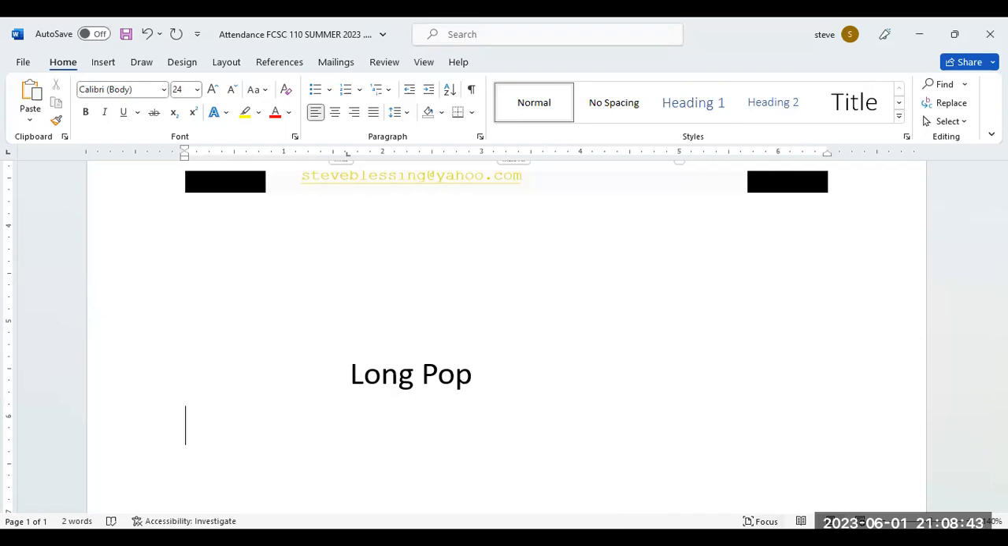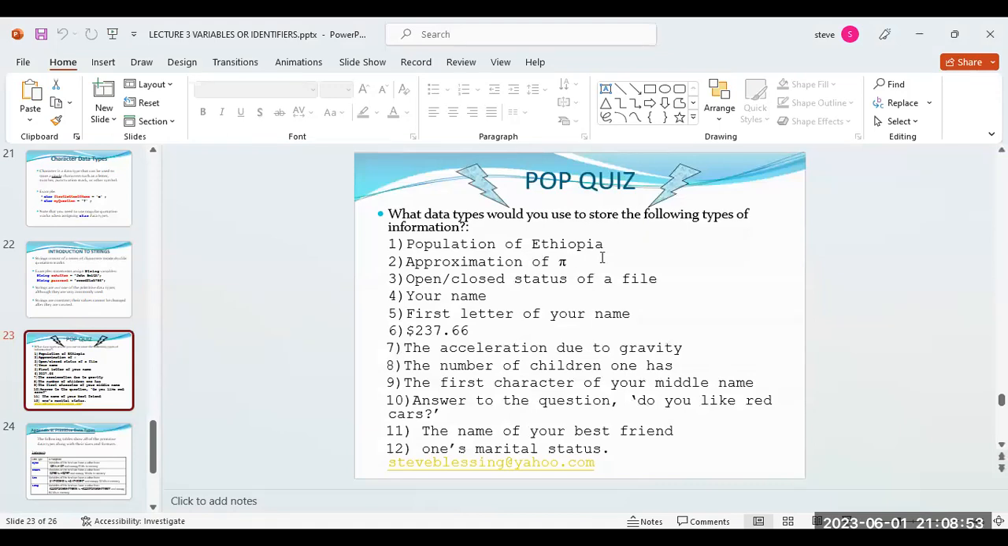Let's go to the next one, and you give me what the data type is. Quickly, because our session will end very soon, we are left with just one minute. Approximation of pi. Float. Okay, thank you very much.